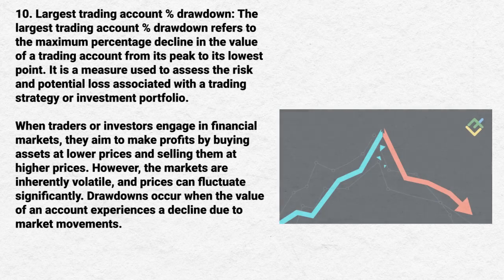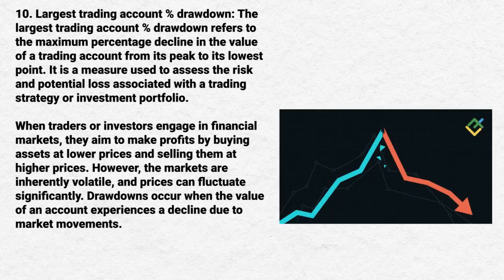10. Largest trading account percent drawdown. The largest trading account percent drawdown refers to the maximum percentage decline in the value of a trading account from its peak to the lowest point. It is a measure used to assess the risk and potential loss associated with a trading strategy or investment portfolio. When traders or investors engage in financial markets, they aim to make a profit by buying assets at lower prices and selling them at higher prices.